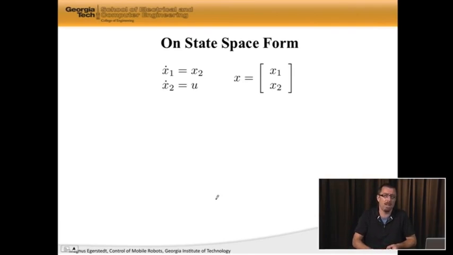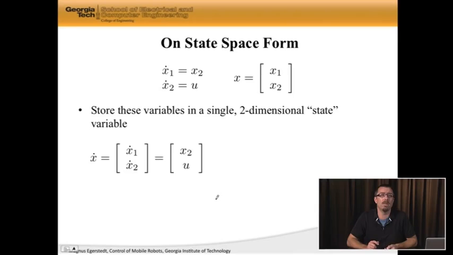So I'm simply going to lump x1 and x2 into a new variable that I'm going to call x. And now note that this is actually a two-dimensional object. And then I'm going to talk about the dynamics of this two-dimensional object. So x dot is x1 dot, x2 dot, and we know that x1 dot was x2 and x2 dot was u, so I can simply write x dot is this vector (x2, u).